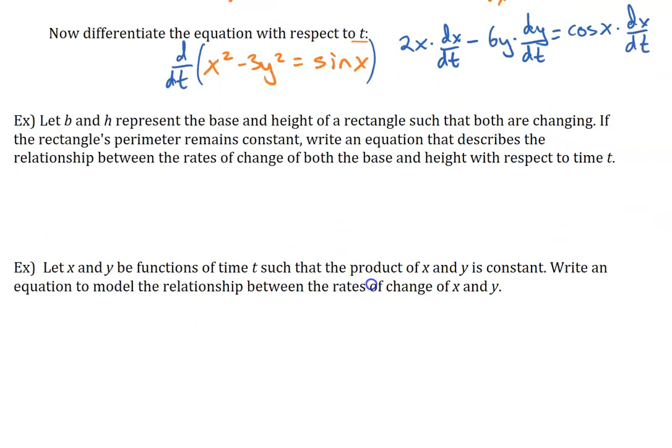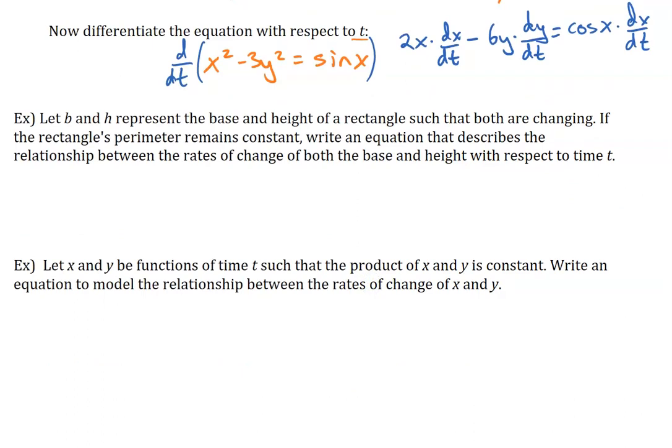Okay, so let's look at another example. We're given that B and H represent the base and height of a rectangle such that both are changing, and the rectangle's perimeter remains constant. We want to write an equation that describes the relationship between the rates of change of both base and height with respect to time t. So we have base and height that are both changing, and a perimeter that is constant. Let's start with the formula from geometry that represents perimeter in terms of base and height. That's P equals 2 times base plus 2 times height.